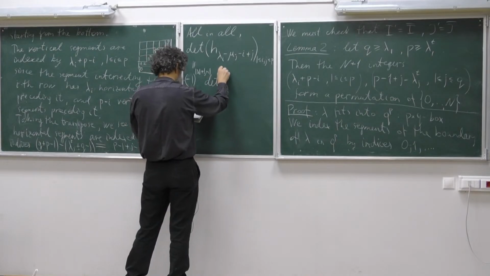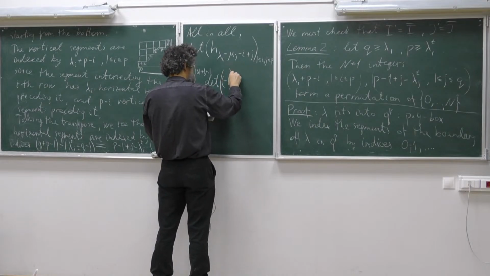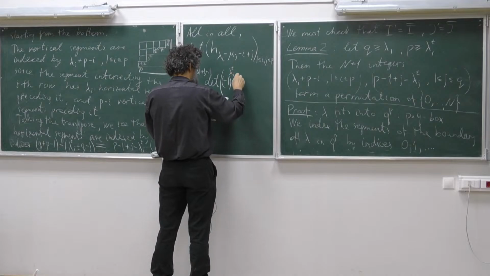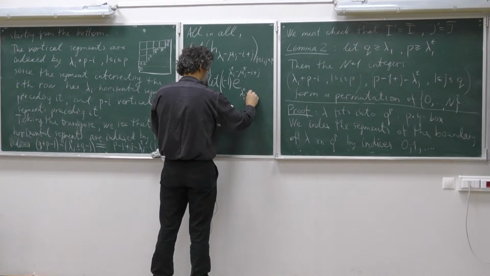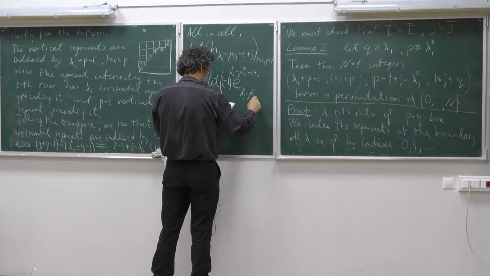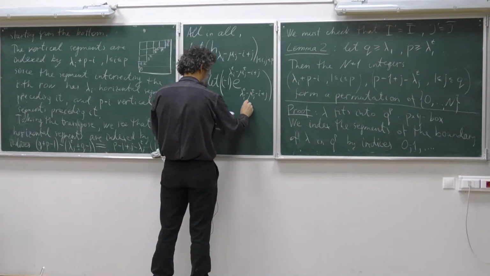Determinant of the matrix with matrix elements (−1)^{...} e_{λ_i' − μ_j' − i + j}, that is e of λ_i transposed minus μ_j transposed minus i plus j. And here i and j run from 1 to q.